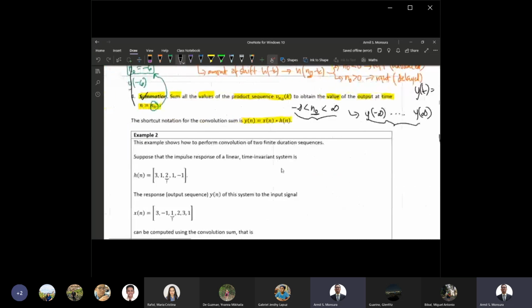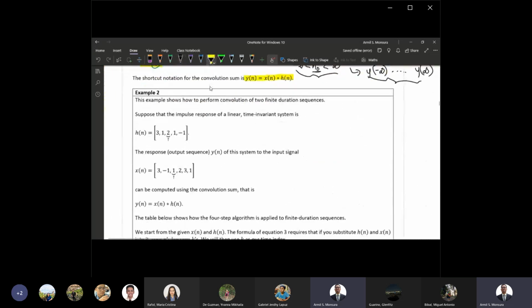So in example 2, let's discuss this example 2. We will perform the algorithm for the convolution sum. Parang mali ito. Perform, or implement, the algorithm for obtaining the convolution sum for two finite duration sequences.